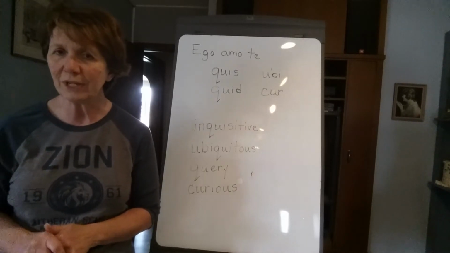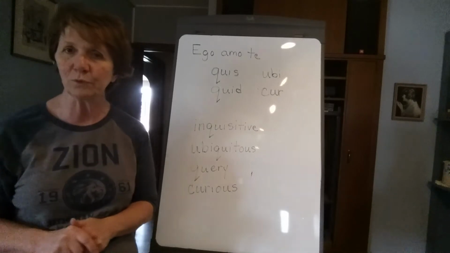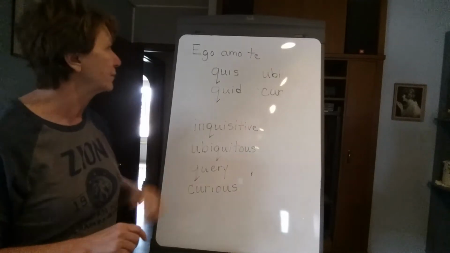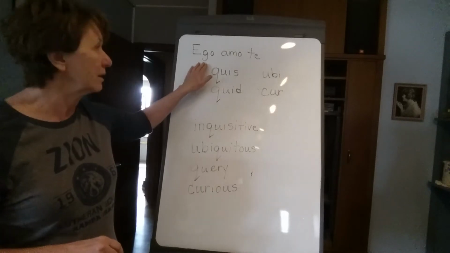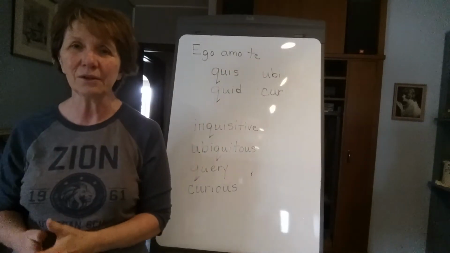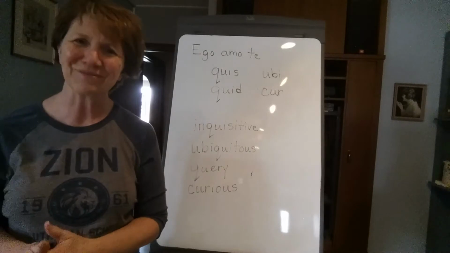All right, so everybody should be on lesson 22 in the introduction. I'm going to let you read the introduction on your own, but I do want to practice the words with you. So our first one is ego amo te. Ego amo te means I love you.